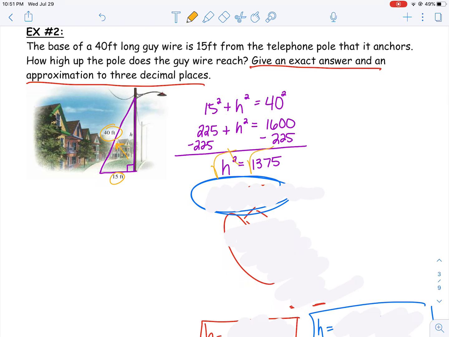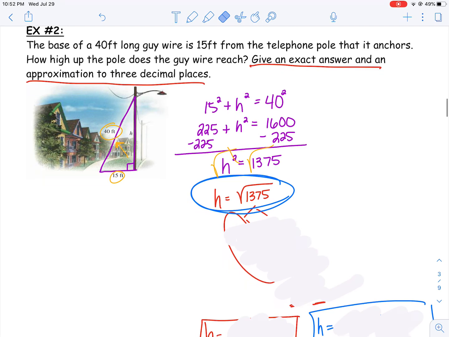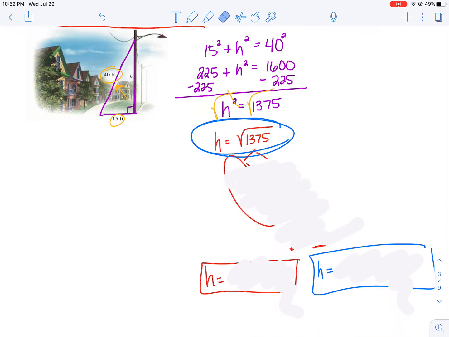We can get rid of that square again by square rooting both sides. The square and the square root should cancel, and I'm left with h equals, technically, plus or minus the square root of 1,375. But because we're doing an application problem and we're talking about the height of this pole, it wouldn't really make sense for us to say a negative height, right? So we're only going to use the positive version of our answer and say positive square root of 1,375. Let's go ahead and reduce it if we can.